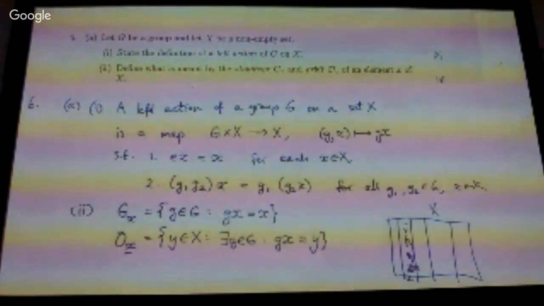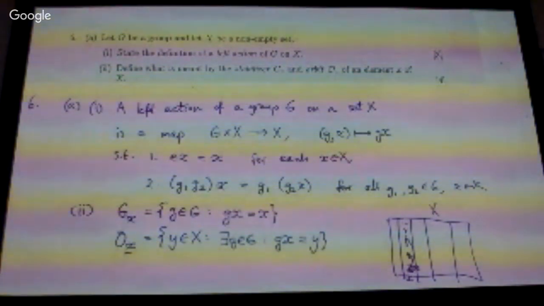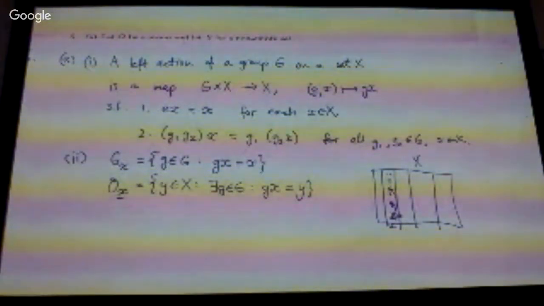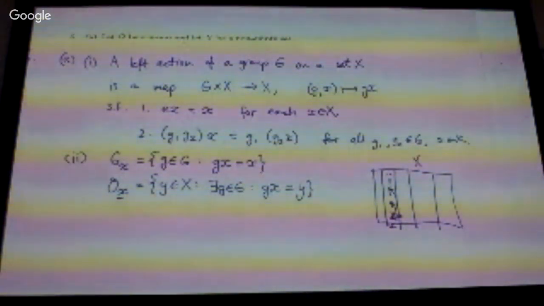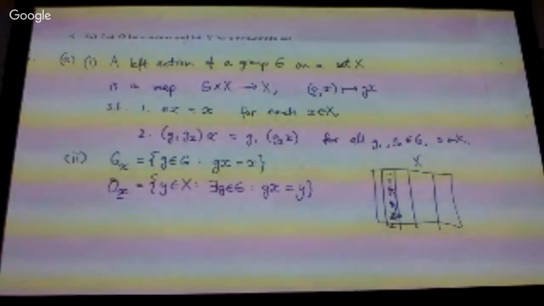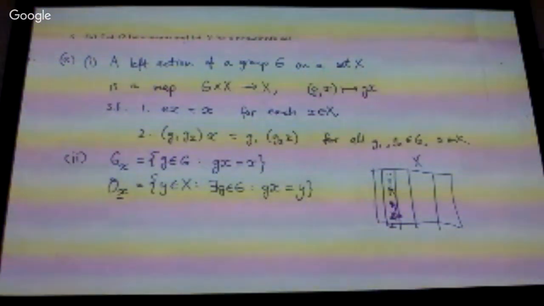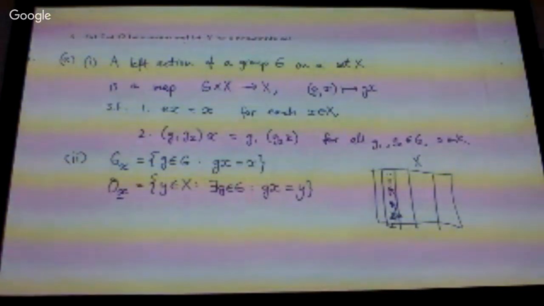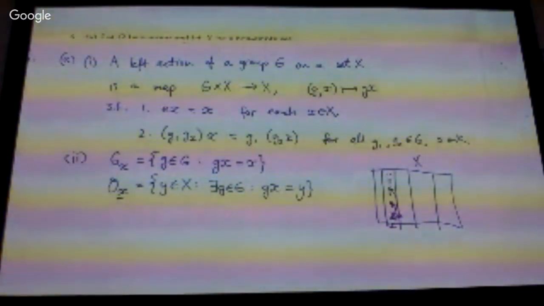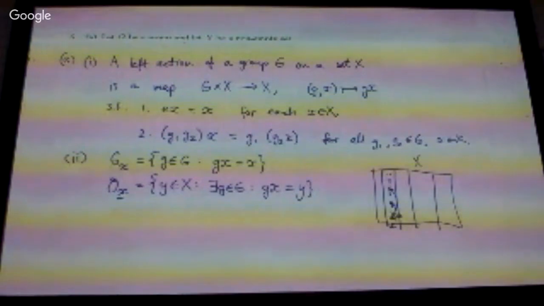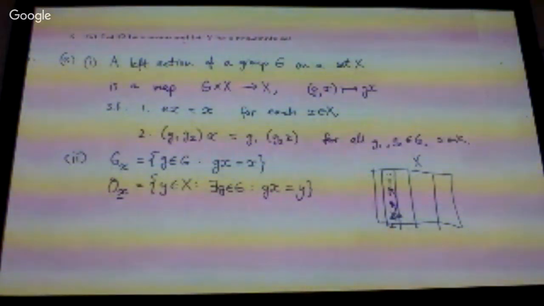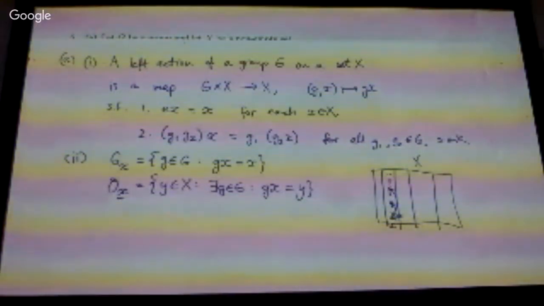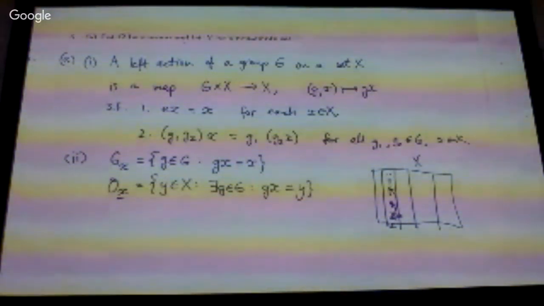There's another picture that you can look at. If you set X, for example, as the Euclidean plane, and you take rotations around the origin, then the orbit of a point will be the circle centered at the origin that this point is on, because that's exactly where you can rotate a point to. So keep these examples in mind, but what you need to give is this definition rather than the examples.